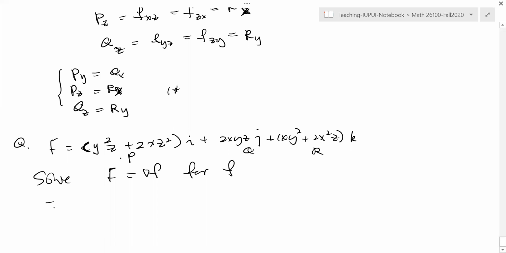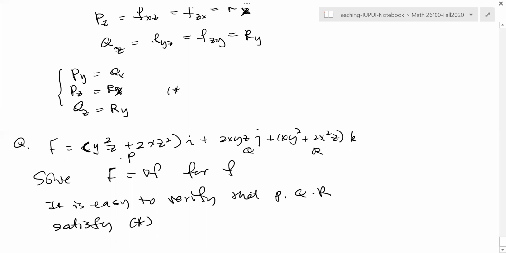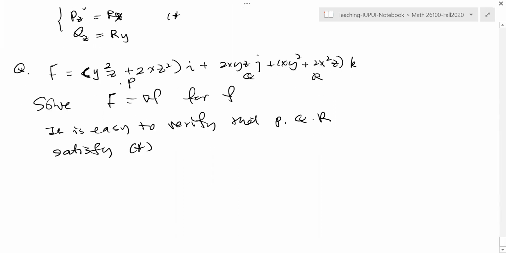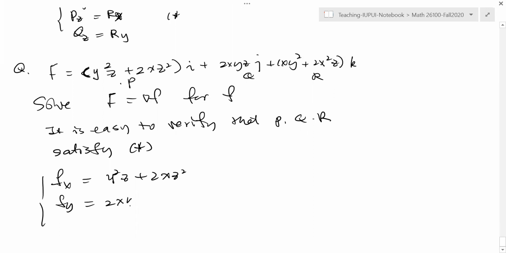You can verify that P, Q, R satisfy the above equations. It is easy to verify, but that does not mean it's guaranteed. No theorem guarantees you can show F is conservative, so let's try to find out later. So we got fx equals y squared z plus 2xz squared, right? Then fy equals 2xyz. fz equals xy squared plus 2x squared z.